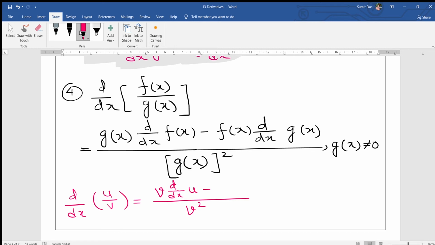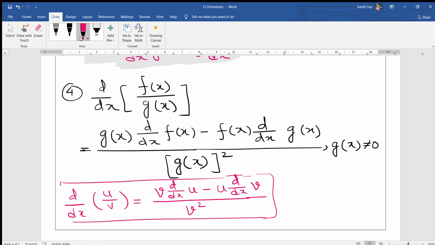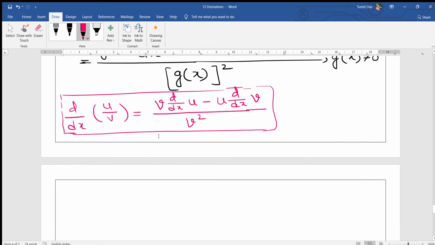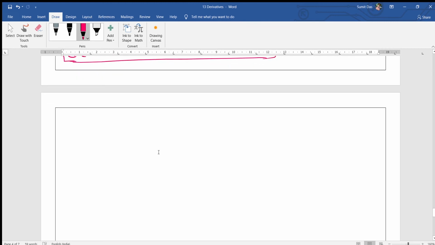Then d/dx of u, minus u d/dx of v. Okay, so this is the simplified form. This is the simplified form of the previous one. Very easy, but you have to practice. Practice makes things perfect.